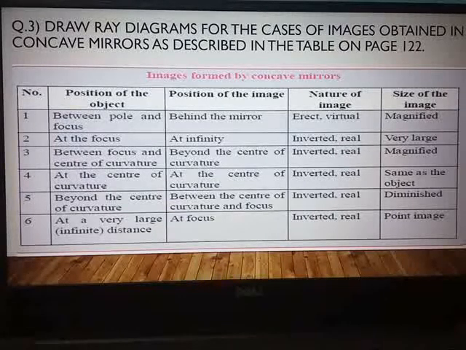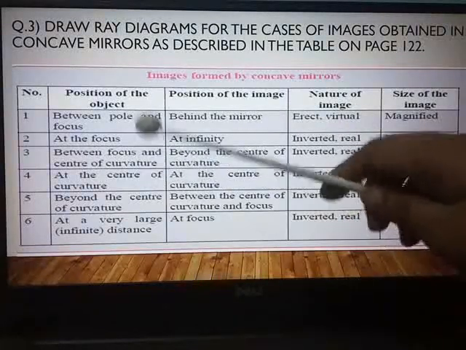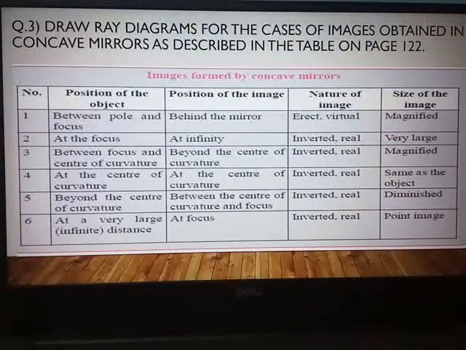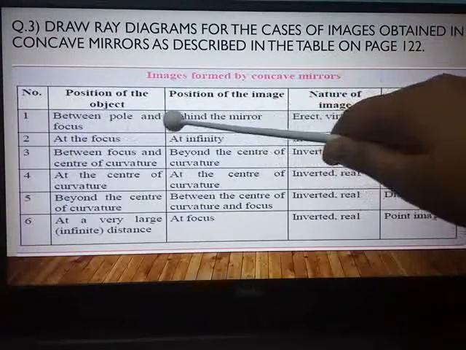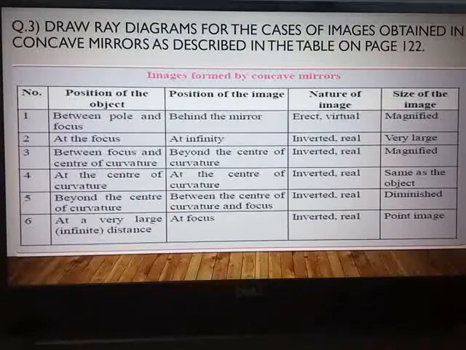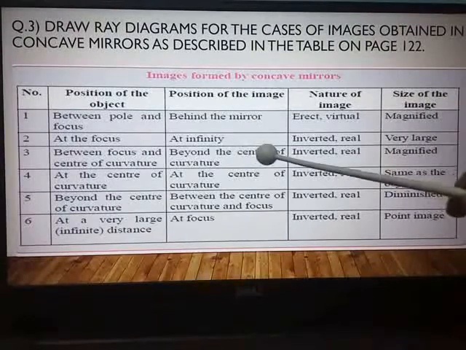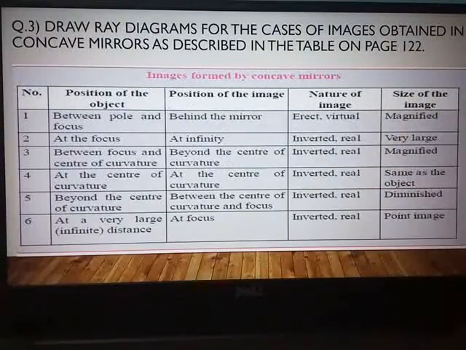You can see in diagram A, the object is placed between center of curvature and the focus. Next is the object placed between the pole and the focus. First case, between the pole and the focus. And the first diagram was between the focus and center of curvature. So image is beyond the center of curvature. Second place, image is behind the mirror. So you have to make use of those diagrams, and accordingly you have to draw all the 6 ray diagrams in your notebook.